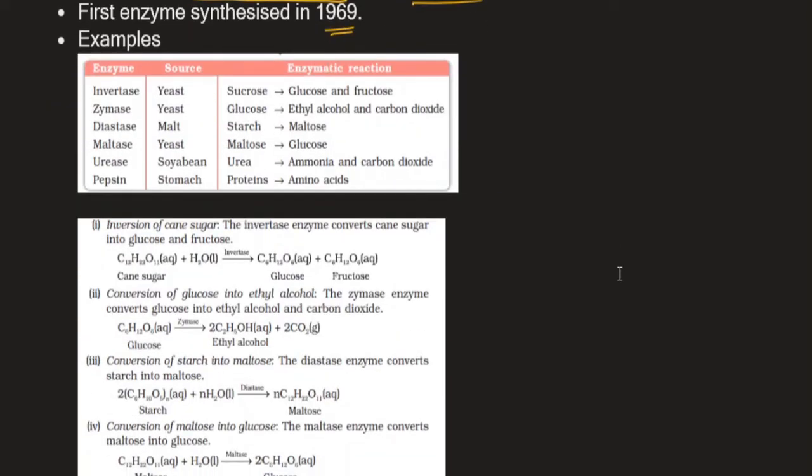Here you have invertase. Even the very name is given based on the activity of the particular enzyme involved in that reaction. For example, invertase is responsible for inversion of cane sugar. Okay, so inversion of cane sugar.